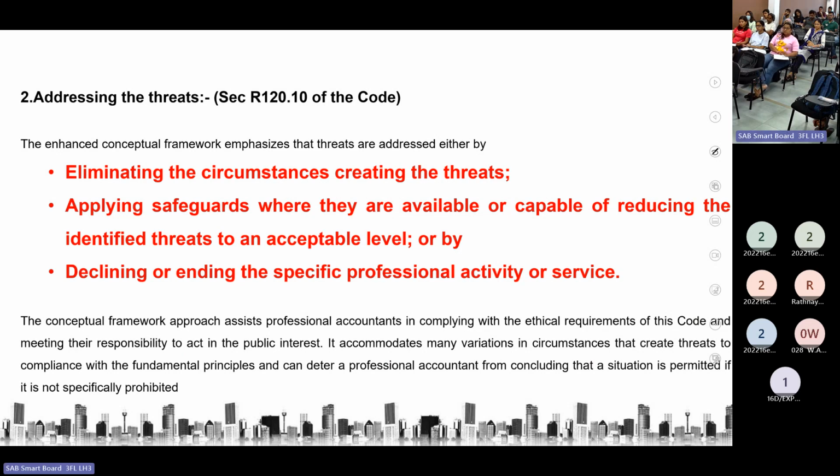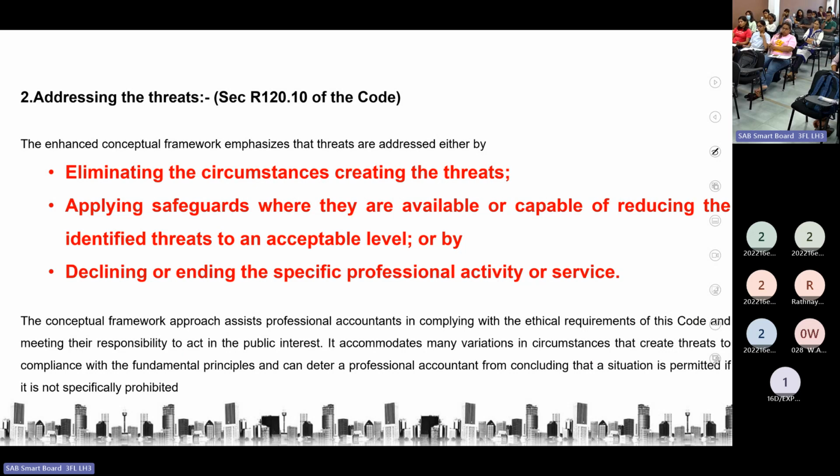So here, what I have discussed with you, addressing the threats, what you can do: eliminating the circumstances creating the threats. As I mentioned before, you can have the agreement with the manager. If you have a family threat, you can shift to another division, for example. First thing, I'm trying to eliminate the circumstances creating the threat.